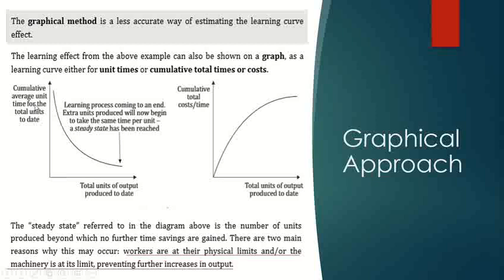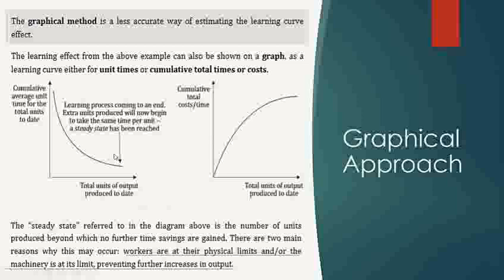here you can see, when the output is increasing, the average time will be reduced. When the output is increasing, the average time will be reduced. So this is based on cumulative average time. This is based on total time.